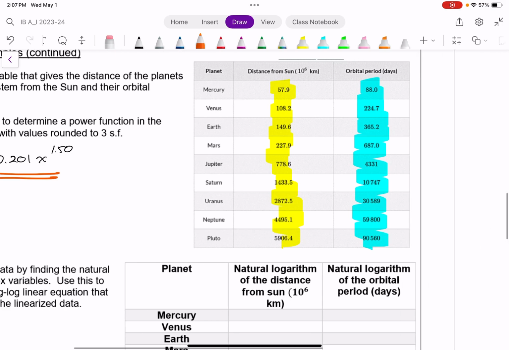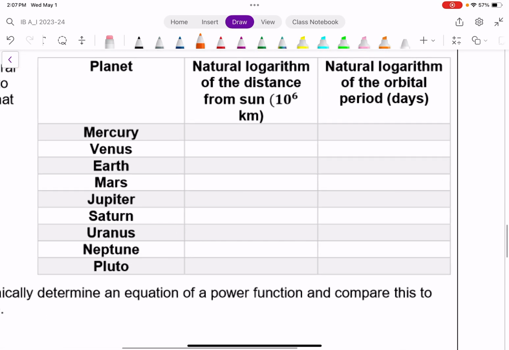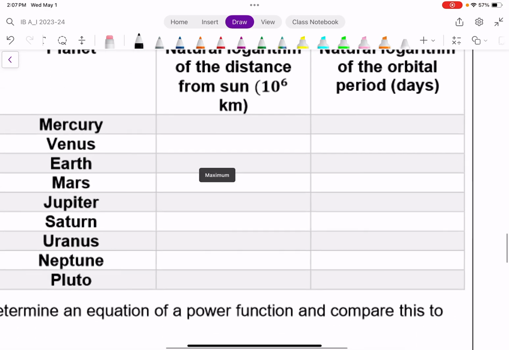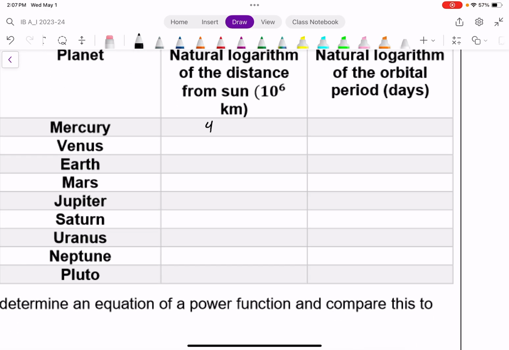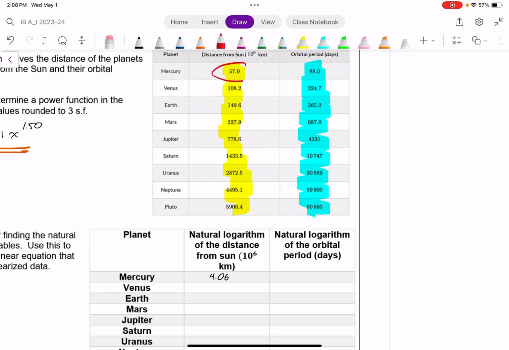But first, I want to find a log-log model of this. I want to find the natural logarithm of both the distance column and the orbit column. This takes a little bit of time, and it's a little bit tedious, but I want to find the natural logarithm of all these numbers. I'll write these in to three significant figures. For example, that 4.06, maybe I'll zoom out, is simply 57.9 after I find the natural logarithm of it. And I'm going to do that to all of these.